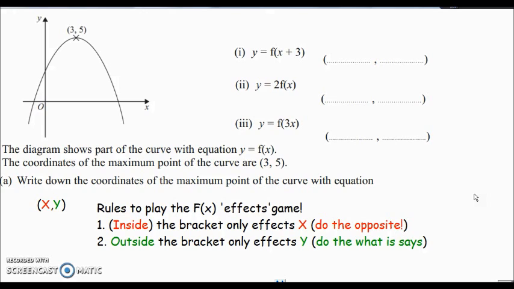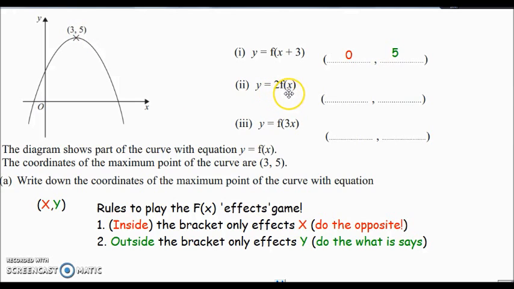Right, hopefully you've had a go at that. Let's take a look, see how you did. So, part A, the instruction says +3, it's inside the bracket. The coordinate we're playing with this time is 3, 5. What effect will this instruction have? Inside the bracket only affects the x, do the opposite. So I'm not going to add 3, I'm going to take away 3 from the x part. So 3 take away 3 is 0. Don't touch the y, no instructions outside. We've got a 5, leave the 5 there.